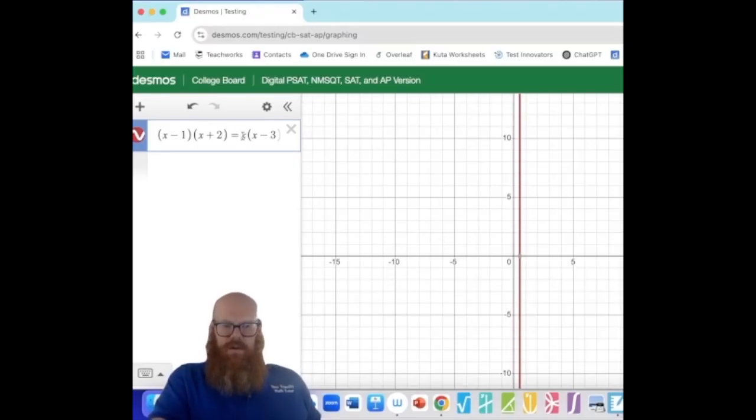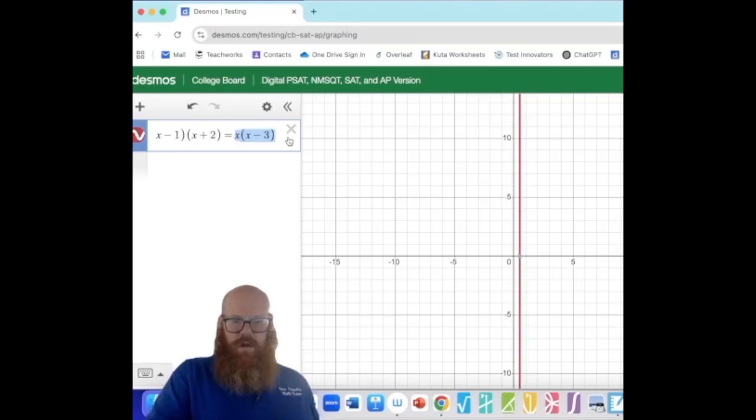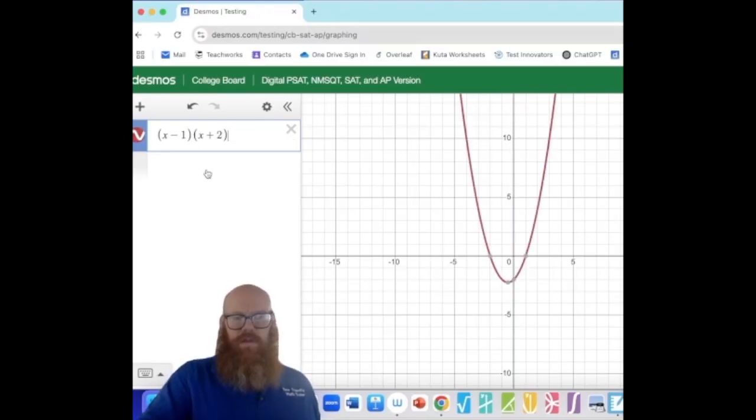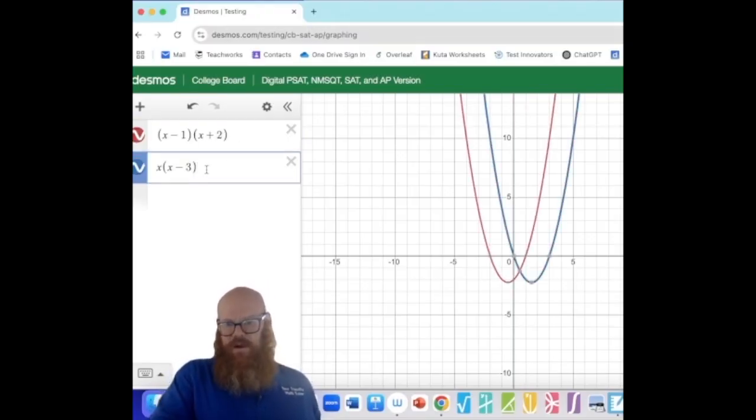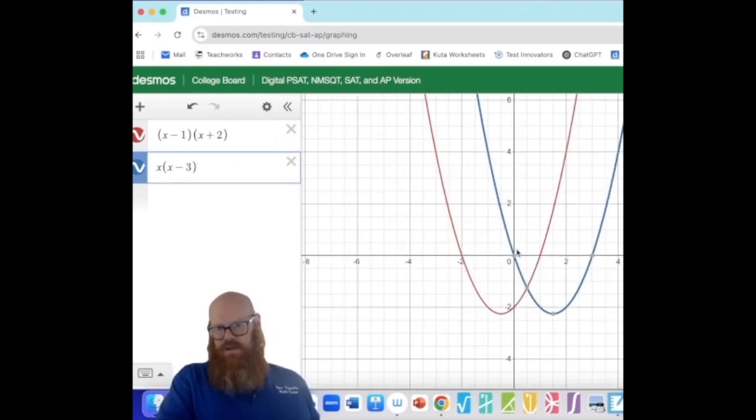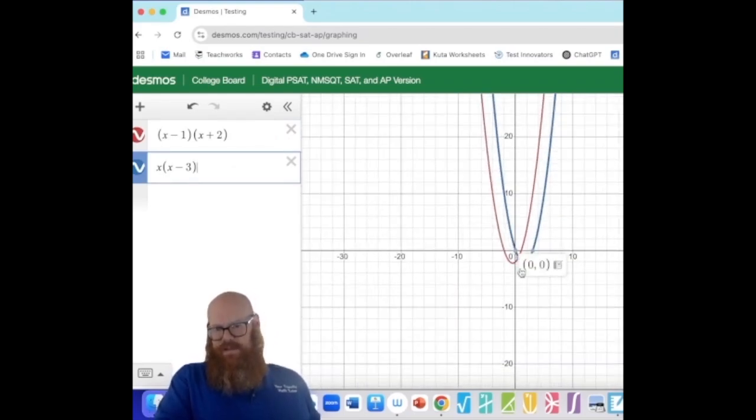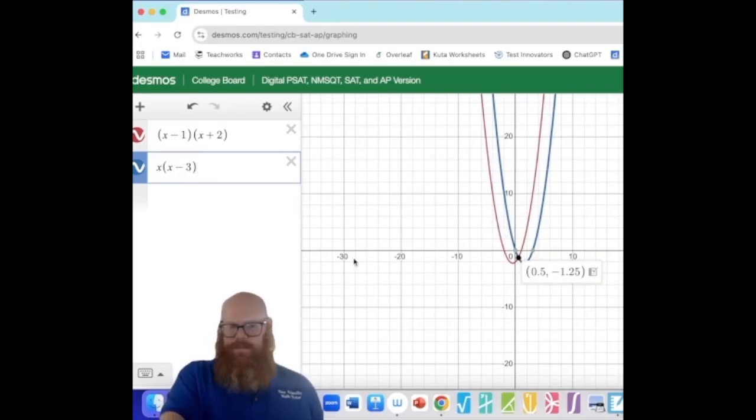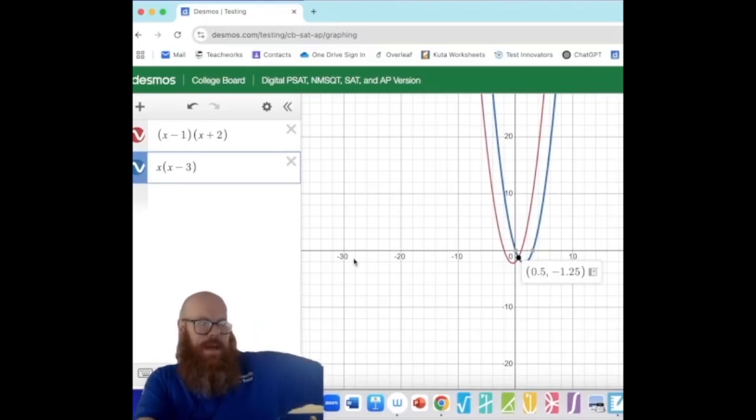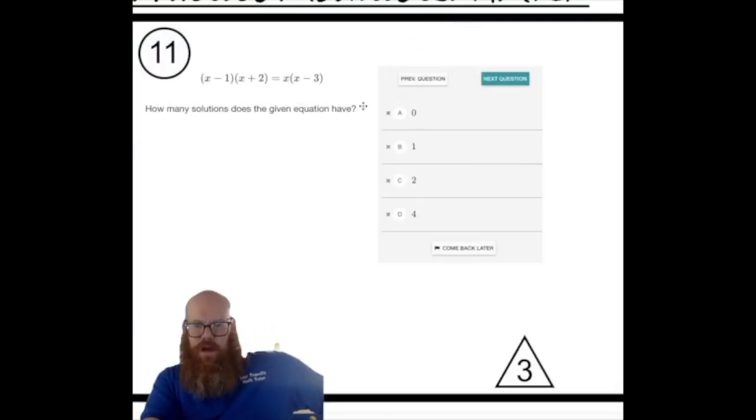Another way to do it is to put the left side in one and the right side in the other and look for intersections. And so we see that there's just going to be one intersection. So again, 2 different ways to do the same thing. It's your preference, except for if I go back to the problem. So we know the answer is 1.